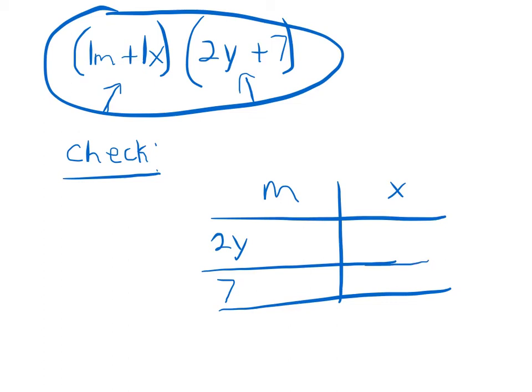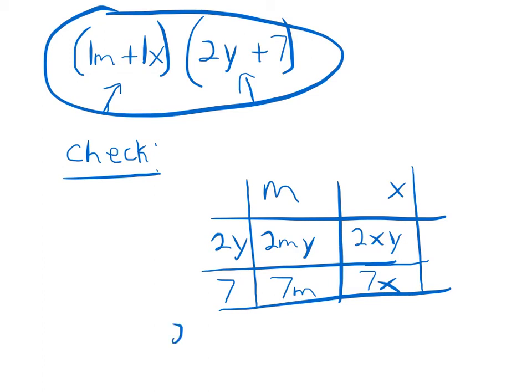Okay, sorry, that got really ugly. If I multiply these, 2y times m would be 2my. Again, put those in alphabetical order. M comes before y. 2y times x would be 2xy. Again, put them in alphabetical order. 7 times m would be 7m. 7 times x would be 7x. Okay, and then you could just rewrite it where you have your 2my plus 2xy plus 7m plus 7x.